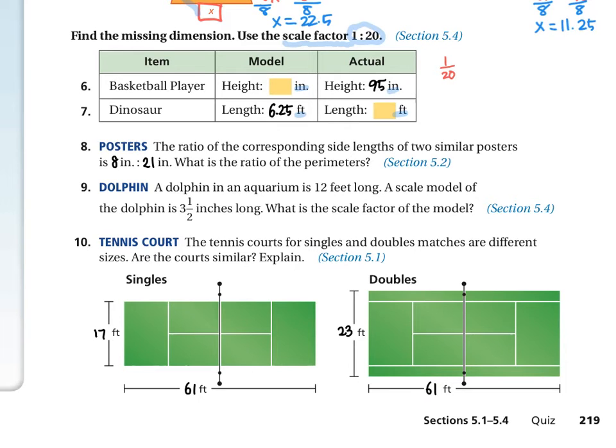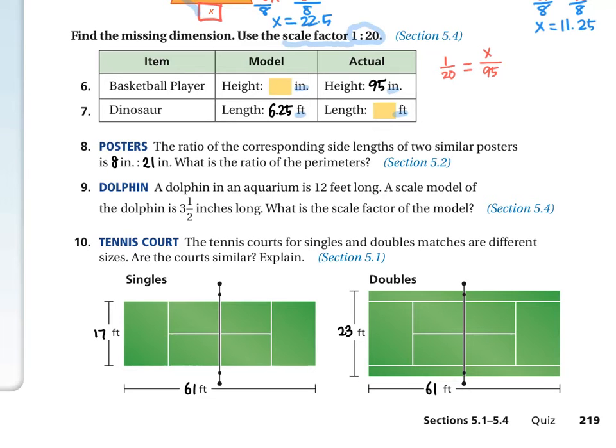So first off, I'm going to go ahead and set up my first question by putting the scale factor 1 over 20. Because my scale factor is 1 over 20, I don't have to worry about anything. I just put it like that. And then I'm going to put the model of the height as x because I don't know what it is. And then I'm going to go ahead and put the actual height on the bottom, like this.